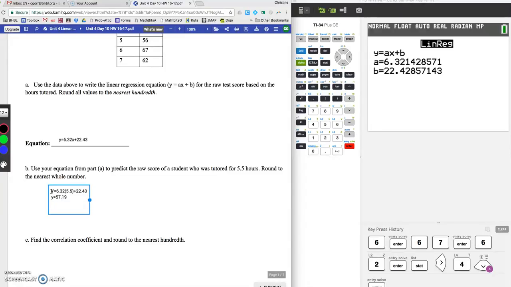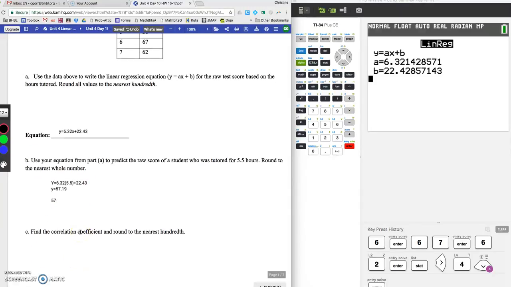Now that is an approximated value, and I do need to round this to the nearest whole number. So my raw score answer would be approximately 57. Now I want to find the correlation coefficient. So I'm trying to determine, is this line of best fit a good line, or are my points too scattered? So what I need to do is I need to look at my graphing calculator and need to come up with an R value, a correlation coefficient.